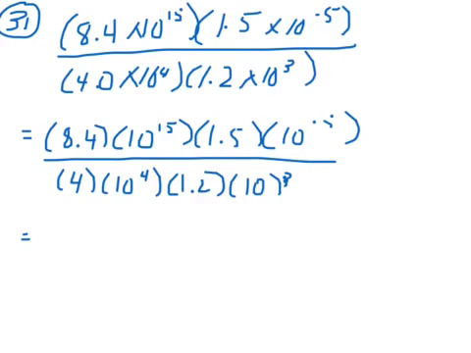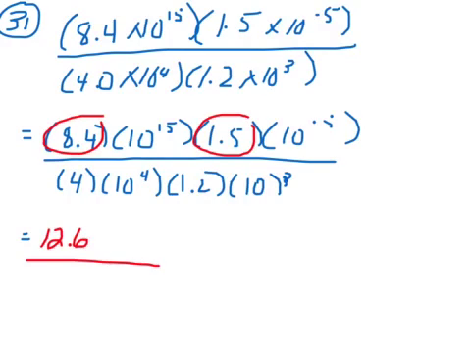Now what I can do is this. Let me use some color here. I can say what's 8.4 times 1.5. Let me do that in my calculator. That's why I got my calculator out. On top that's giving me 12.6. Let me do the numbers on the bottom. 4 times 1.2 is 4.8. Okay, so I took care of all the number parts.